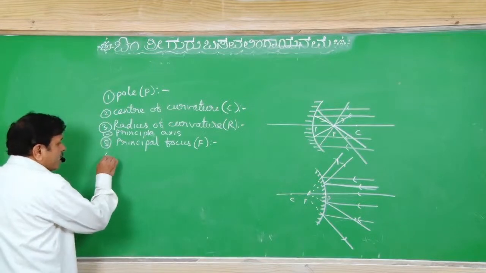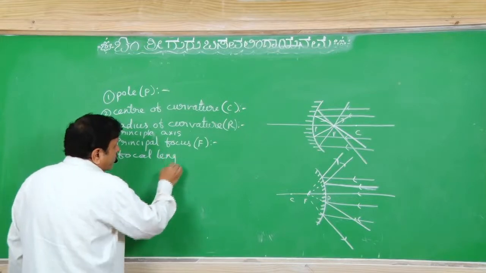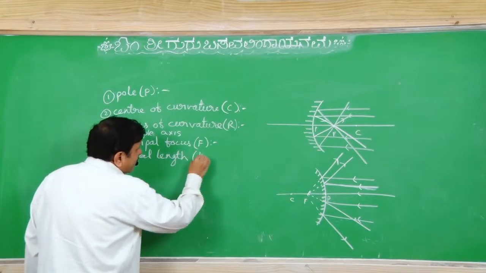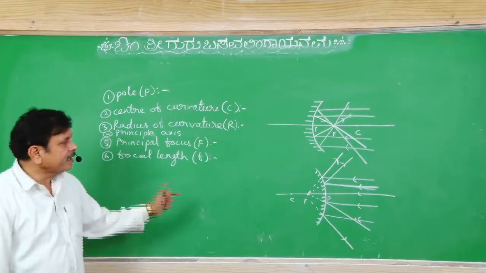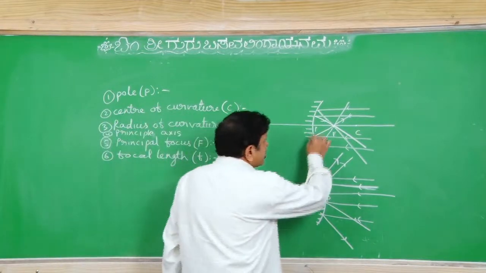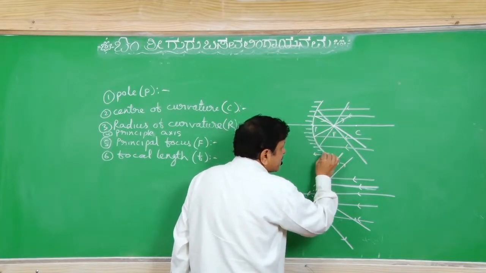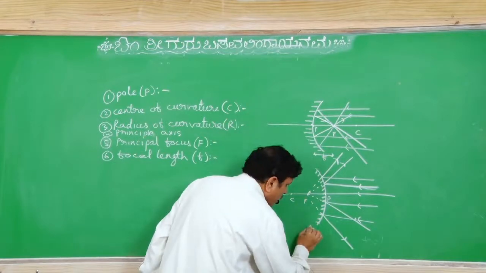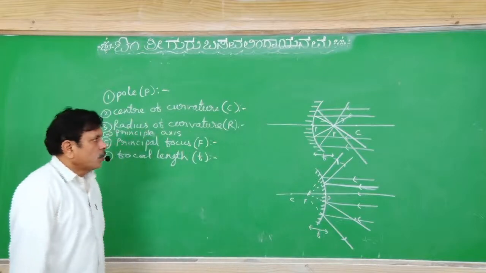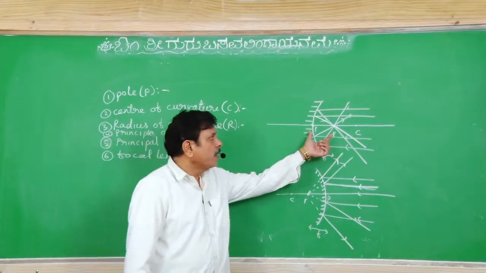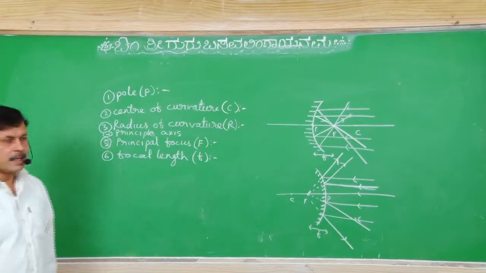Now, next one, the focal length. Focal length is generally denoted by the letter small f. Principal focus is denoted by the letter capital F. If we take the distance from the pole to the principal focus, then this distance is called the focal length. So the distance between the pole and the principal focus is called the focal length.